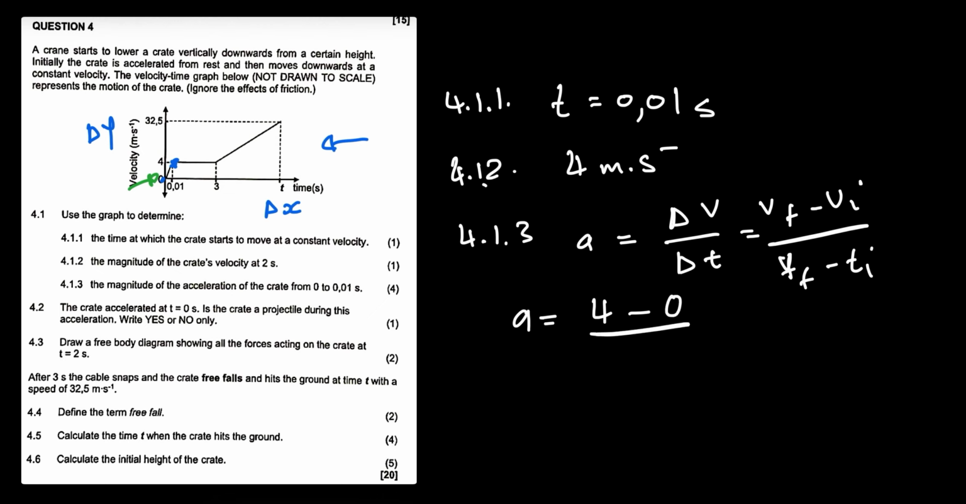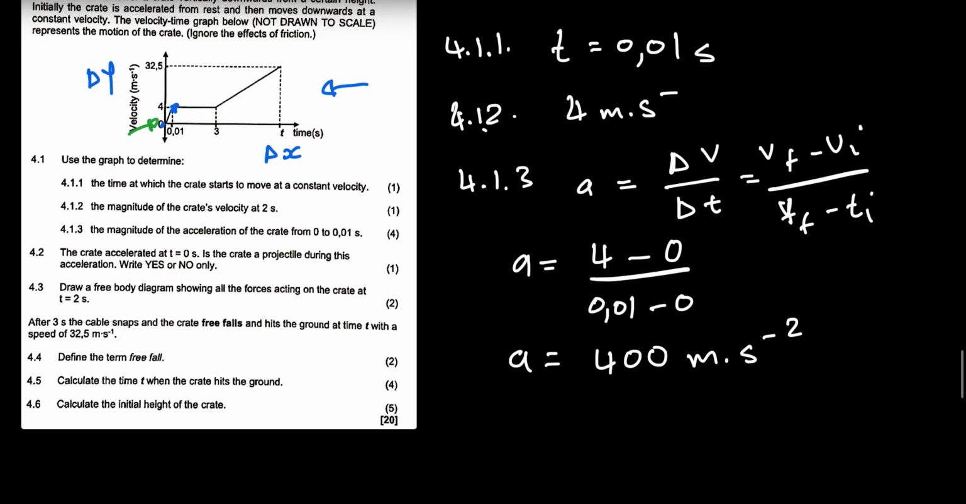So we're going to say 4 minus 0. But what is the final time? The final time is 0.01 and the initial time was 0. So we use this equation to get the acceleration of the object from 0 seconds to 0.01 seconds. That's going to be 4 divided by 0.01, and that gives us 400 meters per second squared. So this crate is actually accelerating at 400 meters per second squared. That's too much. Now we continue to answer the questions.